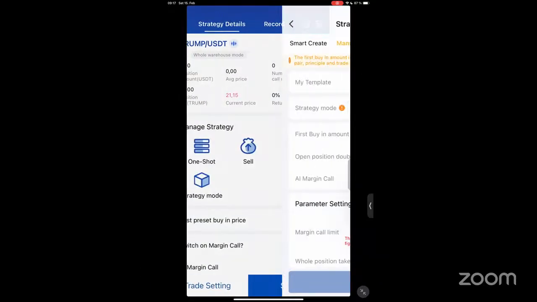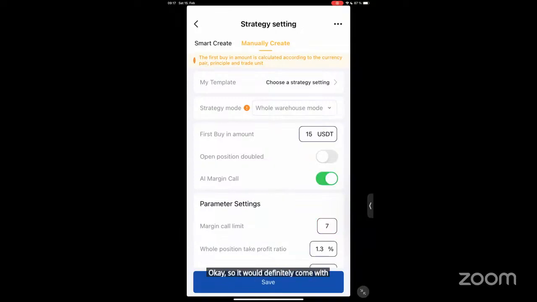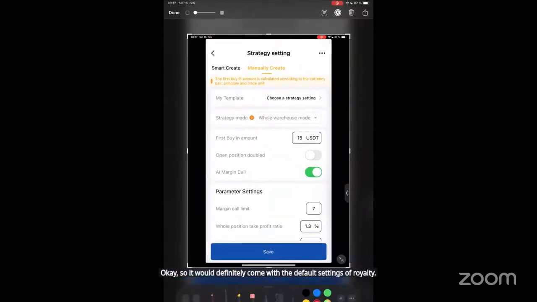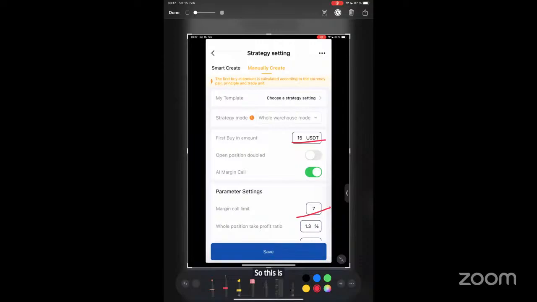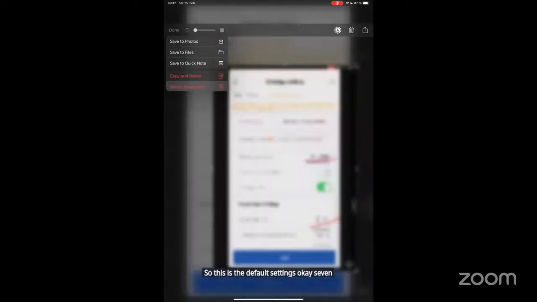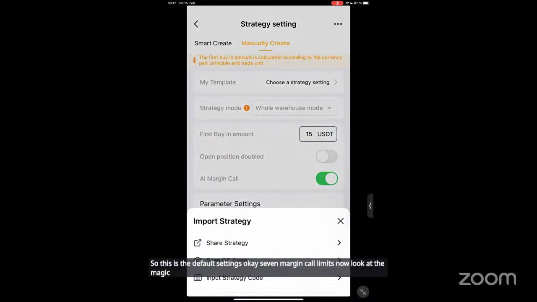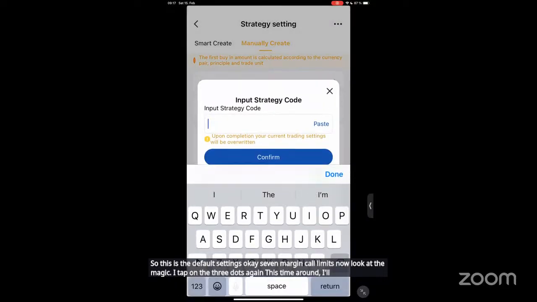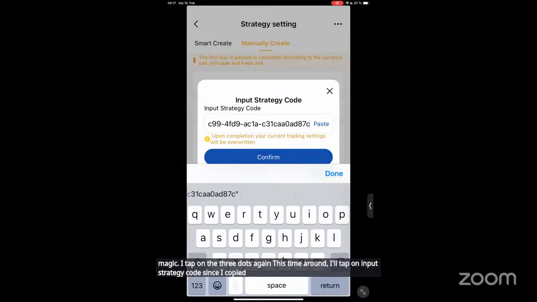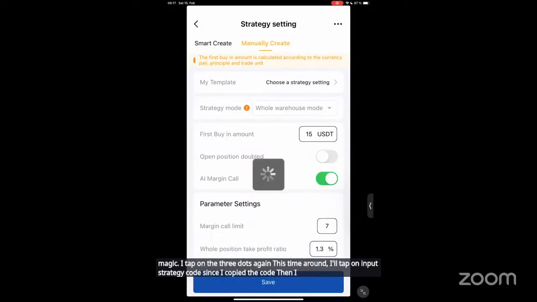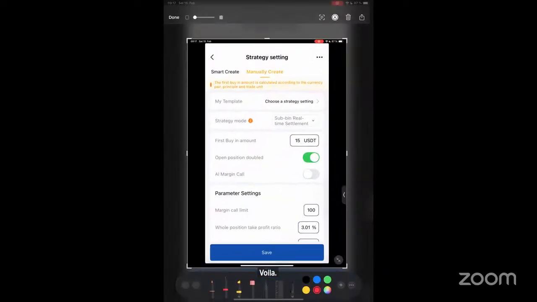Okay, so it will definitely come with the default settings of Royalq. So this is the default settings. Okay, 7 margin call limits. Now look at the magic. I tap on the three dots again. This time around, I'll tap on input strategy code since I copied the code. Then I paste. I tap on confirm. Voila. Magic happens within seconds.